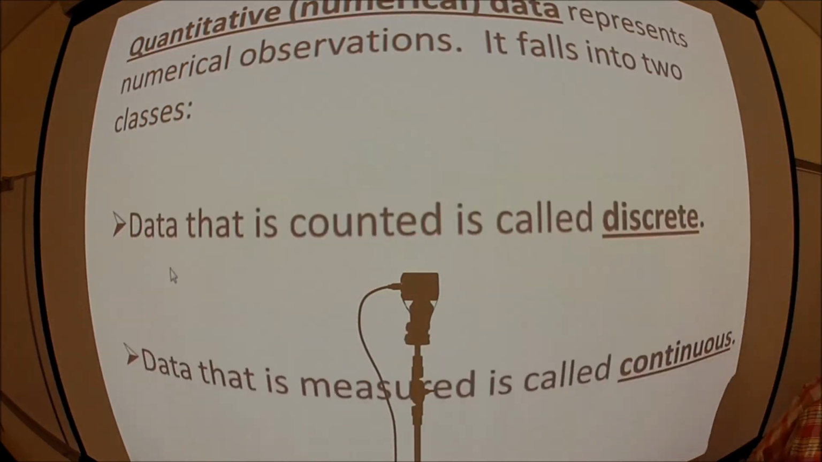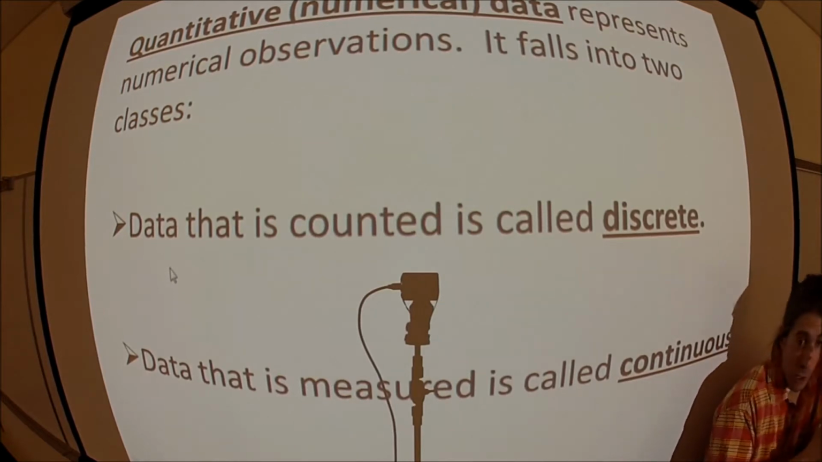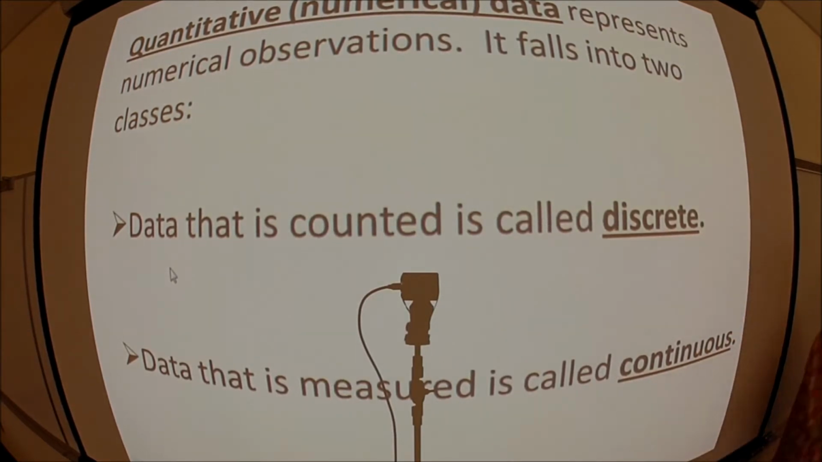And this is kind of our favorite, at least in this class, because that actually gives us something to do. Oh, I shouldn't say that. You can do lots with qualitative data too. You can just do a lot more when it's quantitative. And I've split it into two categories here: discrete versus continuous.